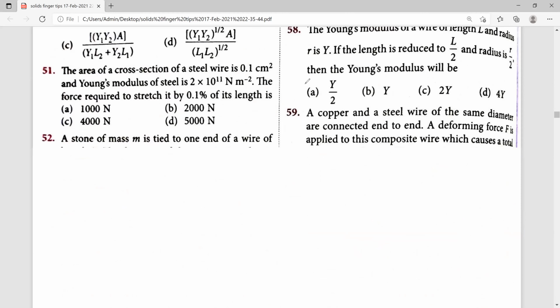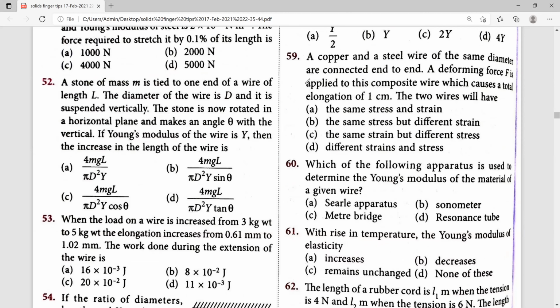Next, 59th one. A copper and steel wire of same diameter are connected end to end. A deforming force F is applied to this composite wire which causes the total elongation of 1 centimeter. The two wires will have, so 4 options they have given. So go through the 4 options. Just try to answer which one is related.